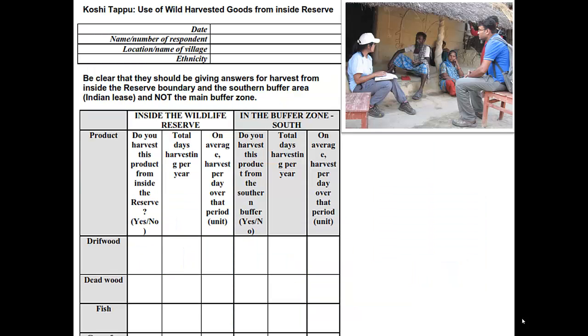So this is an example here of a very simple survey that was done at the household level in Koshi Tappu in the southeast of Nepal, where we asked questions on 5 different harvested wild goods, both for the harvesting within the reserve and also where we were doing the alternative state measurements. So some templates of these questionnaires are provided in the toolkit, but it is important to realise that these are just templates and they will have to be adapted according to the local context.